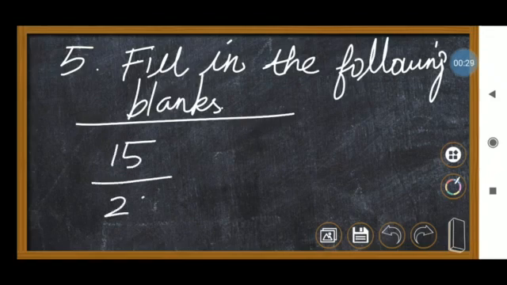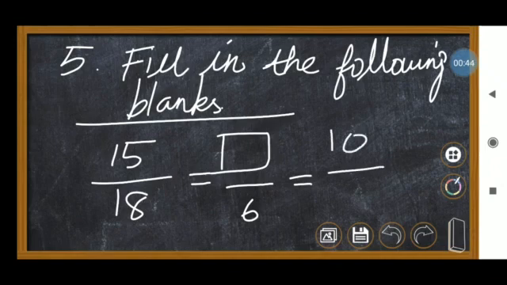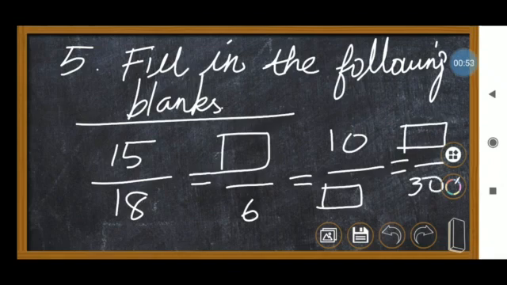15 divided by 20, sorry, it is 18, not 20. 15 divided by 18 is equal to a box, divided by 6, which is equal to 10 divided by a box, which is equal to a box divided by 30. So what is given in those boxes? Are these equivalent ratios?